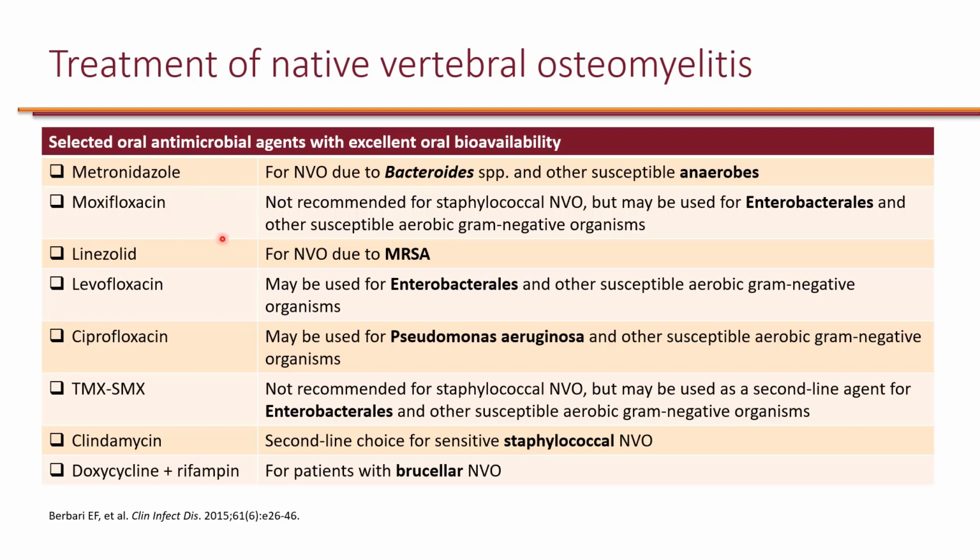osteomyelitis due to Bacteroides. So Bacteroides are anaerobic organisms. Moxifloxacin is not indicated for staphylococcal NVO, but it can be used for Enterobacterales. Linezolid is an excellent PO option for MRSA NVO. Levofloxacin is also used for Enterobacterales, and ciprofloxacin is excellent for Pseudomonal infections. Bactrim or trimsulfa is not recommended for staphylococcal NVO, but it can be used as second line for Enterobacterales, and clindamycin is considered a second line choice for staphylococcal NVO. And as I mentioned previously, for brucellar NVO, the combination of doxycycline and rifampin is an excellent oral option.